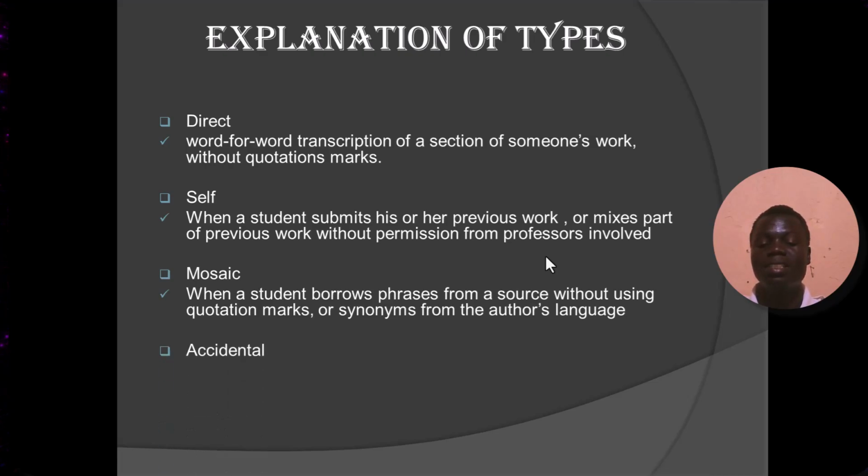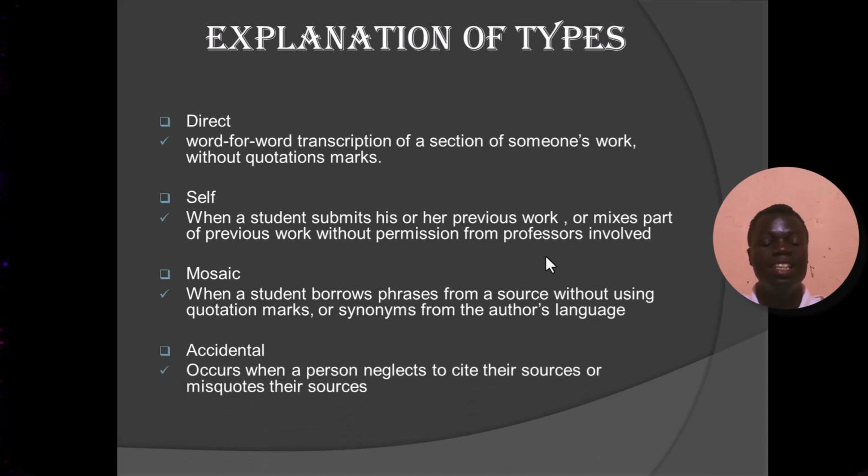Now let us look at accidental plagiarism. This occurs when a person neglects to cite the sources of information that they got the information from, or when the person misquotes their source of information. That one is called accidental plagiarism. It can also be that unintentionally you paraphrase a source using similar words, groups of words or sentences without attribution. Therefore, it comes out to be accidental plagiarism.